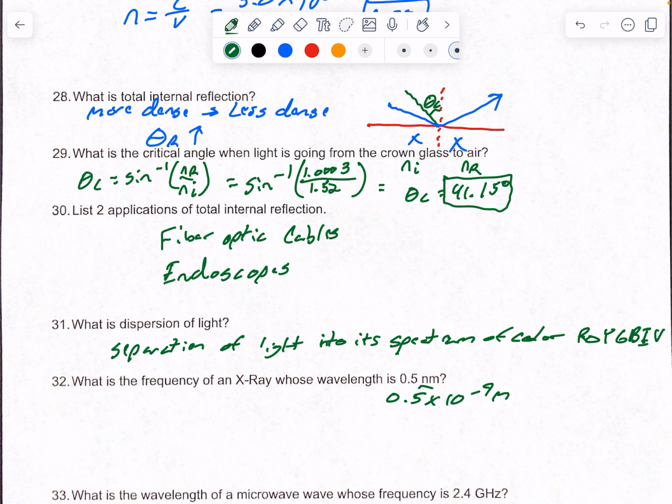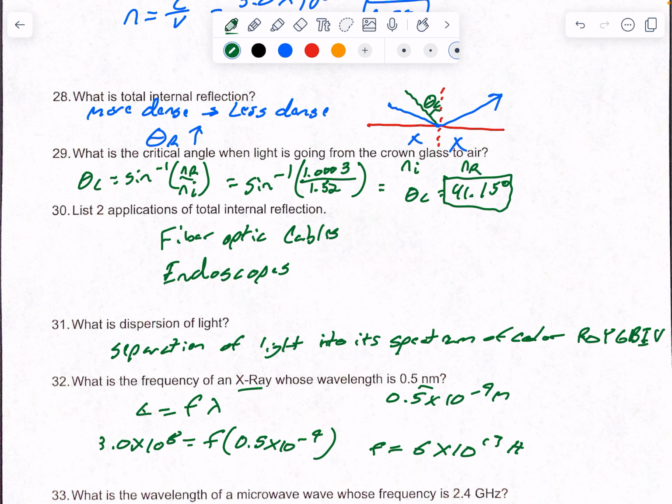So we're looking for frequency. We're talking about an X-ray, so that means we're talking about an EMR wave, which means we're dealing with the speed of light. So c equals frequency times wavelength. So 3.0 times 10 to the 8th equals frequency, which we don't know, times wavelength, which is 0.5 times 10 to the negative 9. Please make sure you use parentheses, otherwise you may get a wrong answer even though you had everything right. So you get a frequency of 6 times 10 to the 17th hertz.